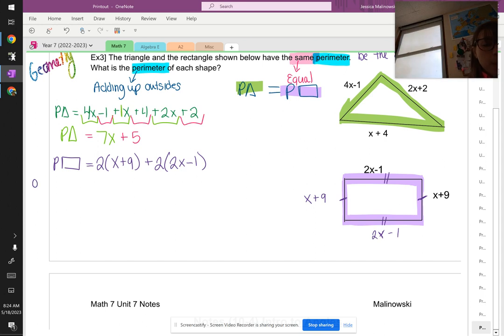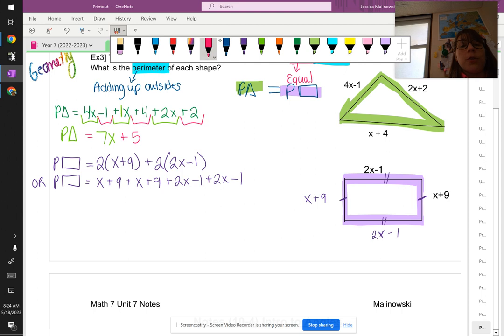I'm going to put a big "or" down here and show that. You do not need to show both of them. You only need to show one of them. Whichever one you're more comfortable with should be the one that you're going with.